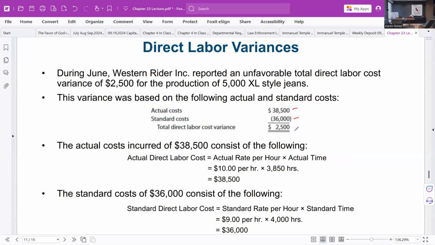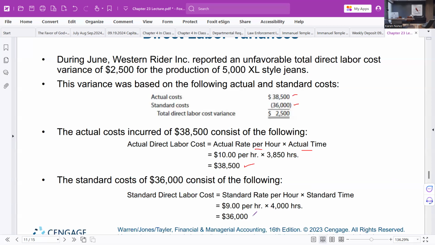And the way we get these numbers, again, the actual direct labor is the actual rate times the actual time. That's 38,500. And the standard cost of that labor, well, it's what we should have paid, the standard of $9 times the number of hours we should have worked, 4,000. So the standard cost is only 36,000. Spent too much. Spent 38.5, should have only spent 36.